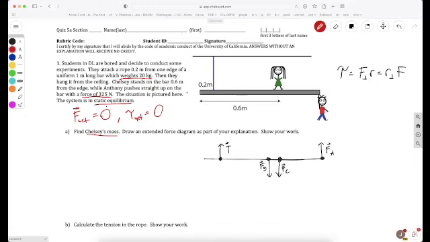But we're not told anything about this tension force right here, this T, the force that the rope is pulling up on the bar. And so it would be really nice if that doesn't factor into our equation. Otherwise, it's just going to be an unknown. So how do we get this tension to not factor into our equation? Well, what if we just put the pivot point right where the tension force acts?